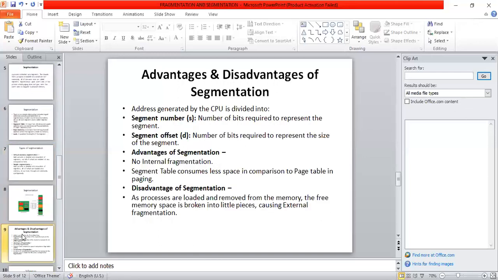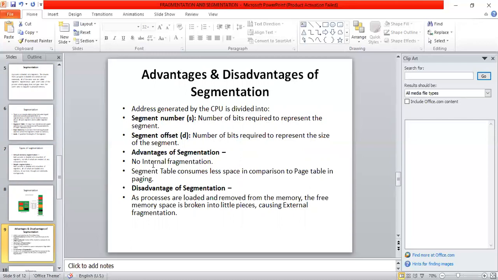They all are loaded at the same time, whereas in virtual memory segmentation, all are not loaded at the same time. Now, in the segment table, the address generated by the CPU is divided into segment number and segment offset. Segment number is the number of bits required to represent the segment, and segment offset is the number of bits required to represent the size of the segment.